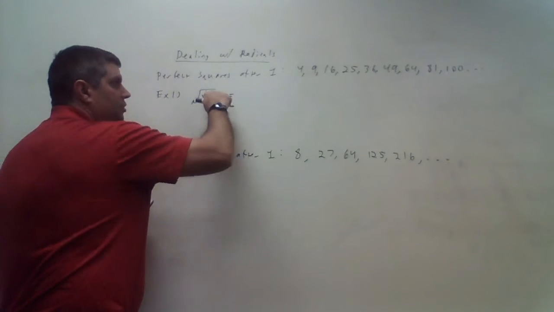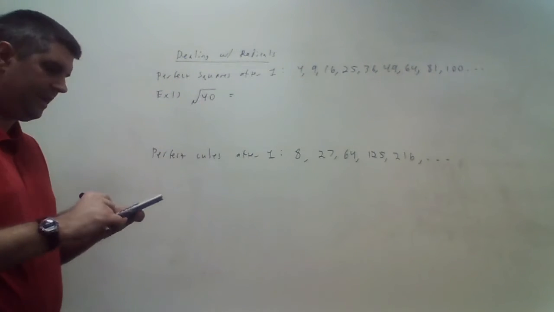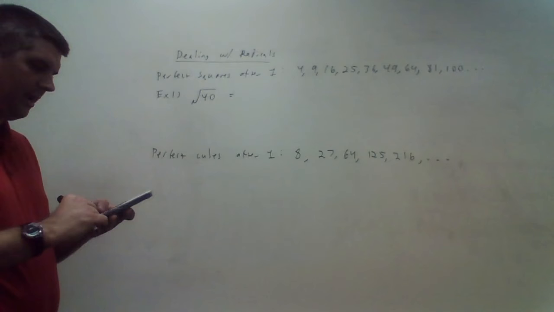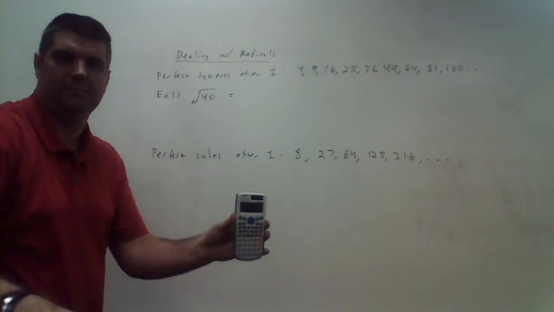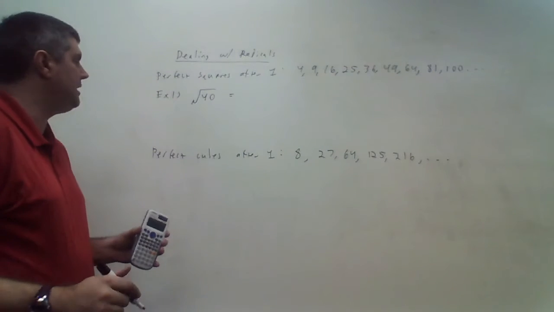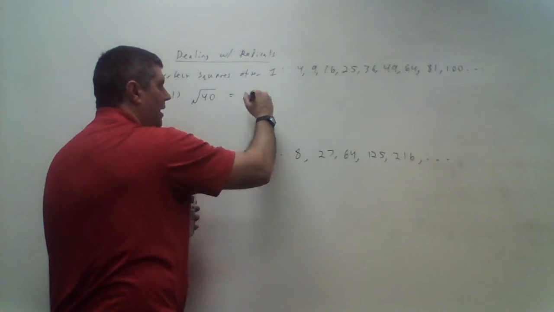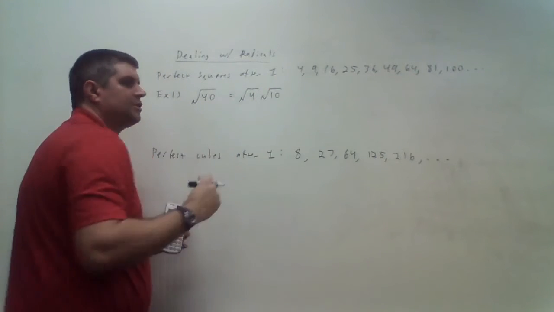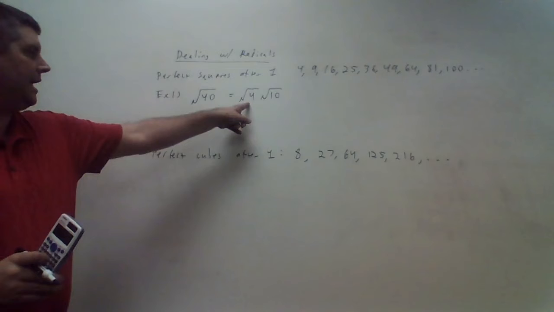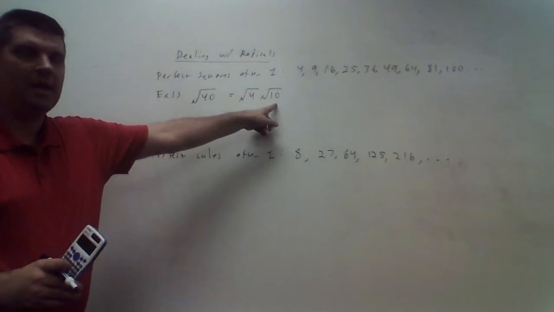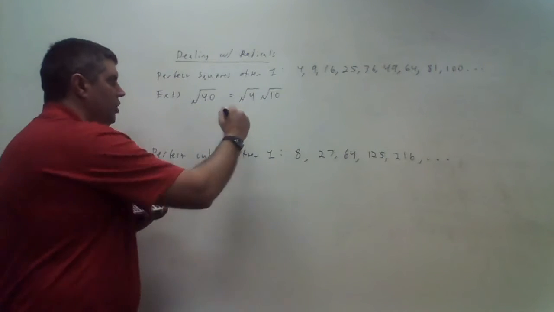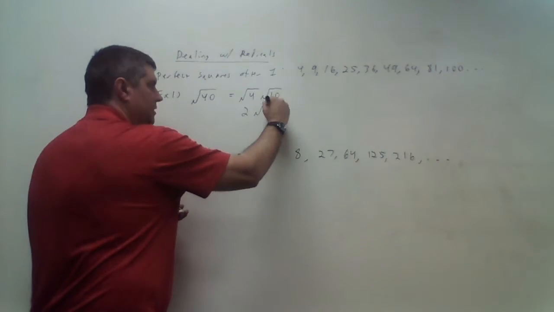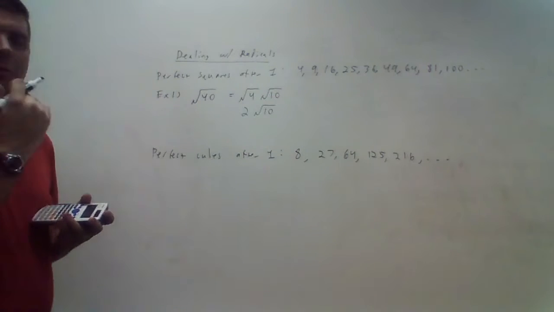40 is even, so we'll try 4. So 40 divided by 4 gives me 10. Now, 10 is not divisible by any number on this list, so I went high enough. I put the perfect square first, and then the division result second. The square root of 4 is 2, and that gives me 2 square root of 10. I'll leave that one alone.